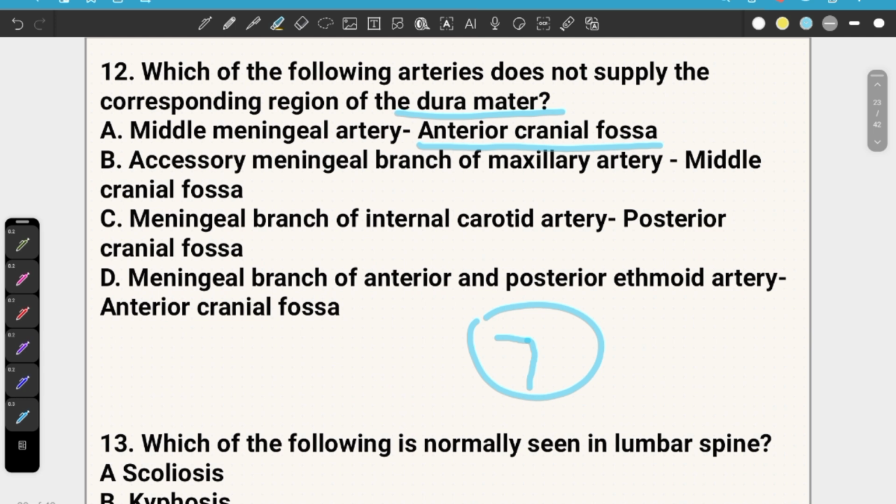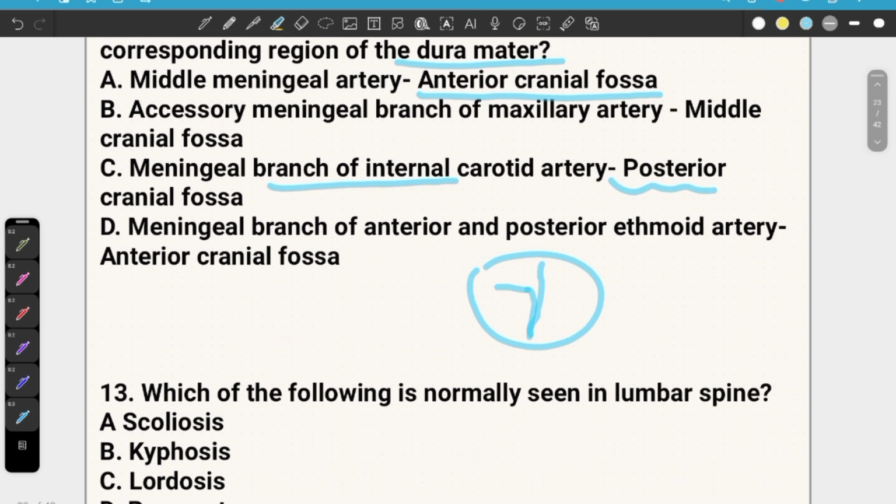Accessory meningeal branch of the maxillary artery supplies the middle cranial fossa, and the maxillary artery is also in the middle part only, so it can supply the middle cranial fossa. It can be. Meningeal branch of internal carotid artery supplies the posterior cranial fossa.